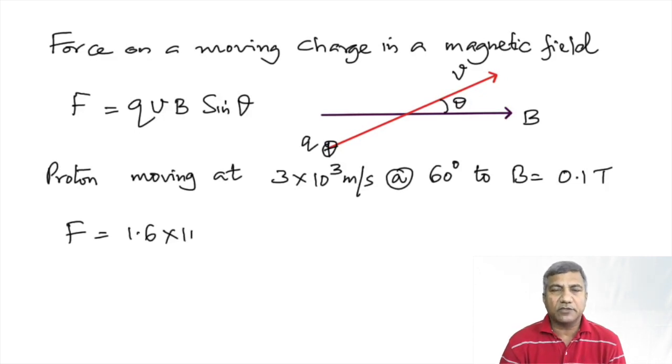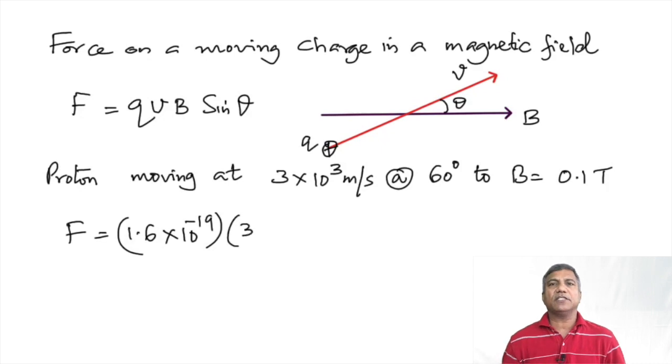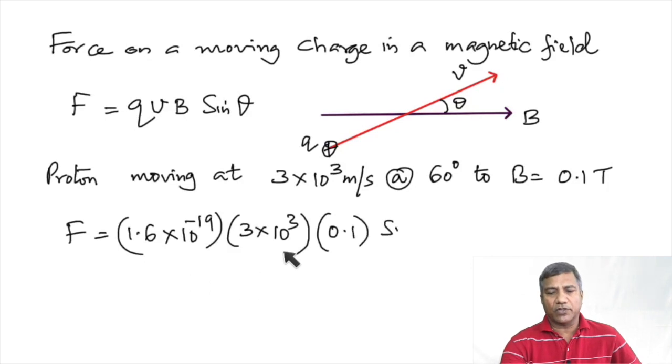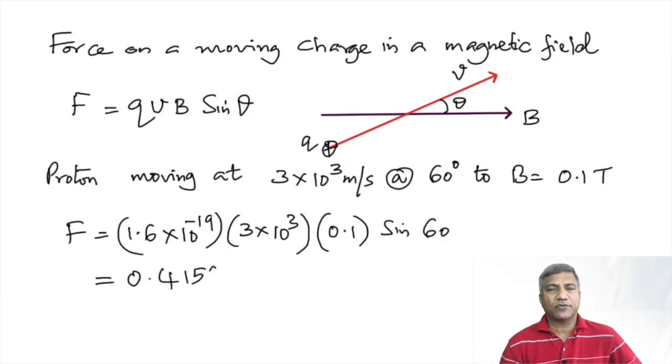We know the charge of a proton is 1.6 times 10 to the negative 19 coulombs, which is exactly the same as the charge of an electron. So Q, velocity, B, sine 60. And you get the answer for that.